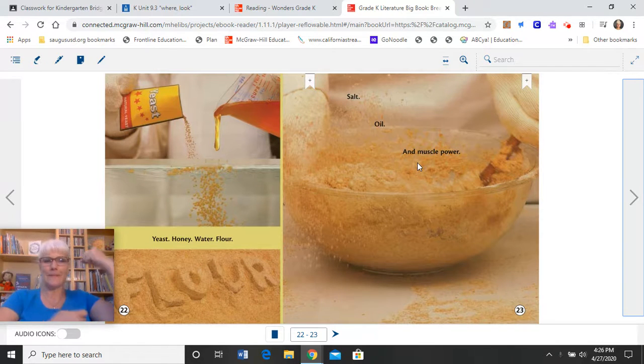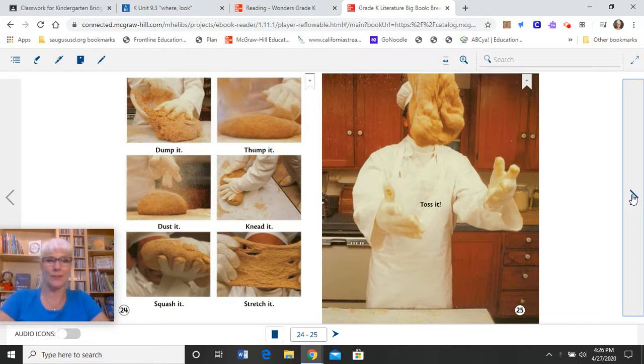And what do we call this? Yeah, muscle power. In this particular recipe, you need a lot of muscle power to do all of these actions. Let's count and see how many he does. He dumps it, he thumps it, he dusts it, he kneads it, he squashes it, he stretches it, and then he tosses it. And to illustrate how many steps there are here, look, they divided the illustrations into 7 steps as well.